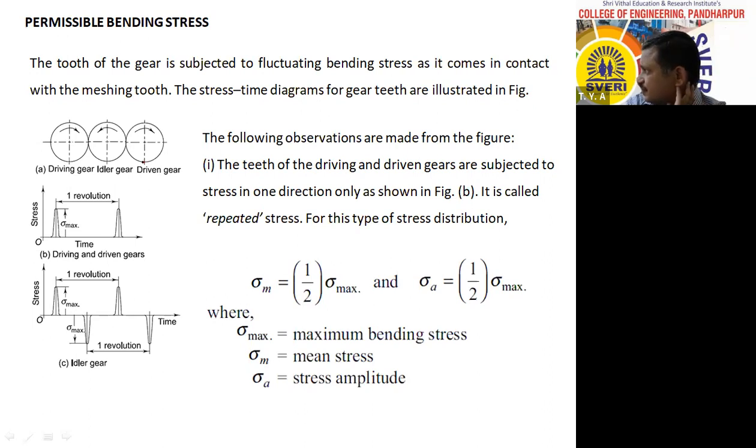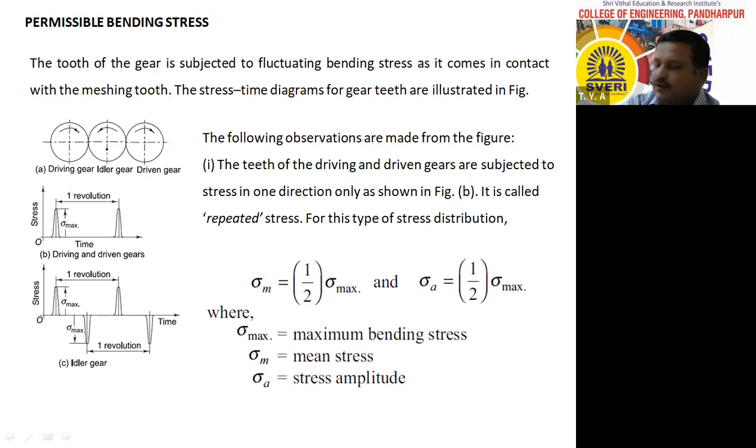The second function is to achieve the desired direction of motion of the driven gear. Now you just see, if one idle gear is there, the driving gear rotates clockwise, the idle gear rotates anti-clockwise, therefore the driven gear will rotate clockwise. It means if you place an odd number of idle gears between the driving gear and driven gear, then the direction of motion of the driving gear and driven gear is the same.